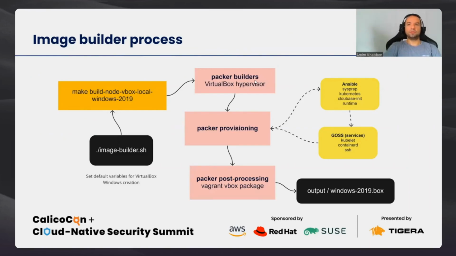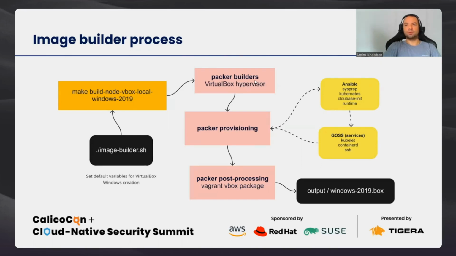We use the Image Builder project to build the Windows VirtualBox image inside the project. The Image Builder project uses Packer and Ansible in a series of steps and tasks that install everything that's required on top of the ISO installation image of Windows. As you can see in the diagram, you run a make target with some modifications from the SIG dev tools. The make target starts Packer from HashiCorp with the VirtualBox hypervisor. In sequence, Packer provisions all the steps required via Ansible.